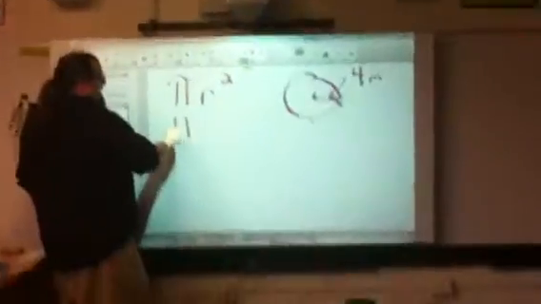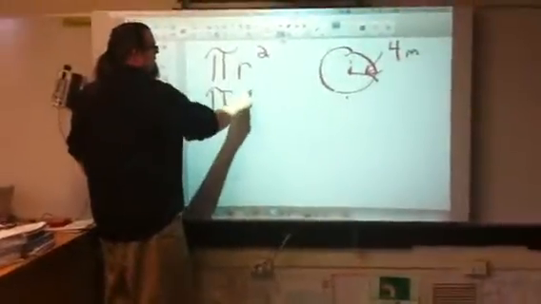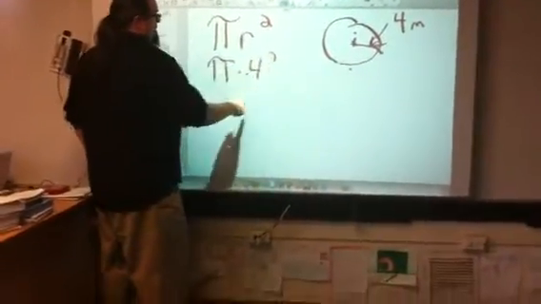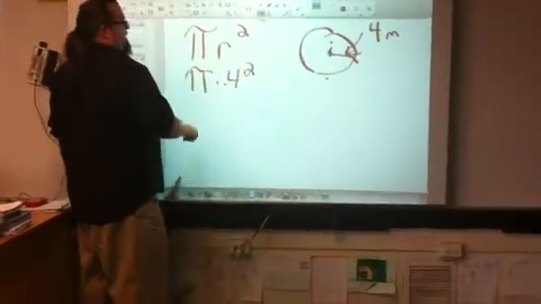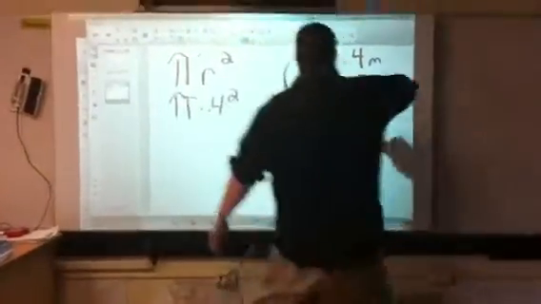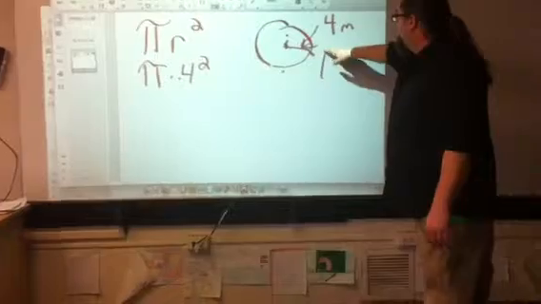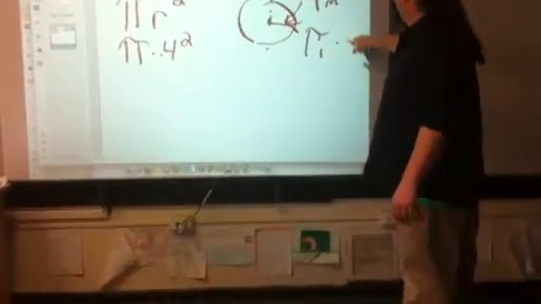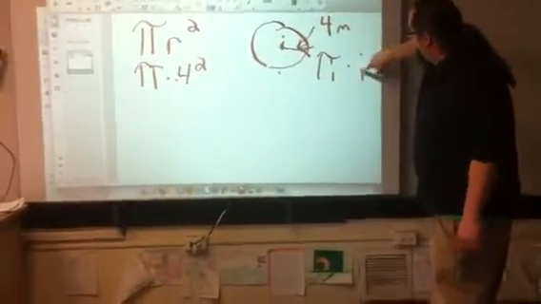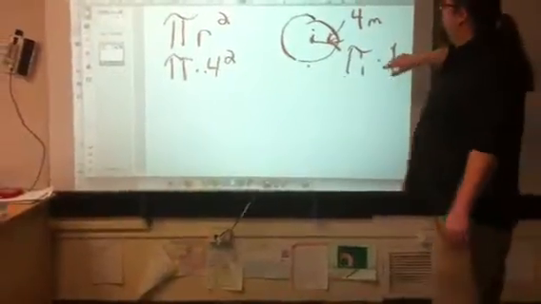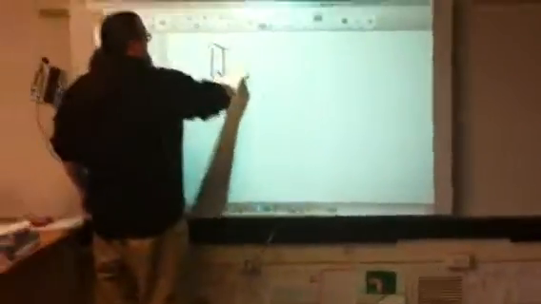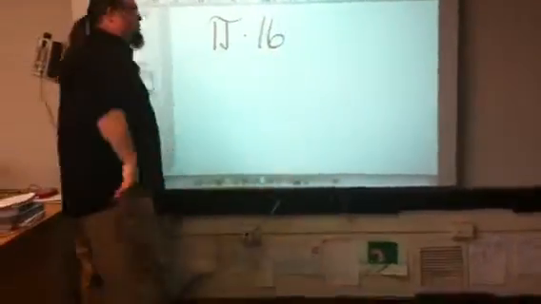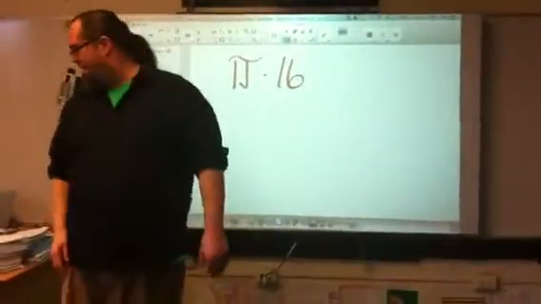So it would be pi times 4 squared, and then that would be pi times 16. Here we go, sort of. I'll just go to a new page. Pi times 16. And then you can use your calculator to find out what that is exactly.